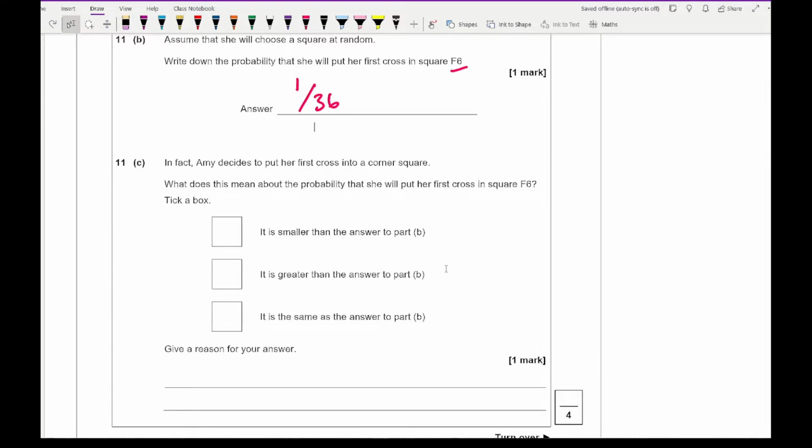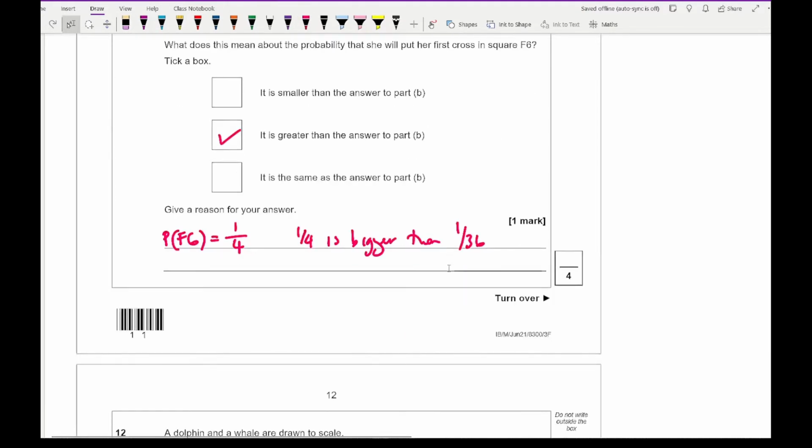Then it says for part C, in fact, Amy decides to put her cross into a corner square. What does this mean about the probability that she will put her first cross in F6? Tick a box. Well, as there's only 4 corner squares and F6 occupies one of those 4, the probability of F6, knowing it's going to be in a corner, is going to be 1 out of 4. So the answer we should have is that it's going to be greater than the answer for part B. And the reason for this is because 1/4 is bigger than 1/36. So something along those lines would be fine to get you that single mark.